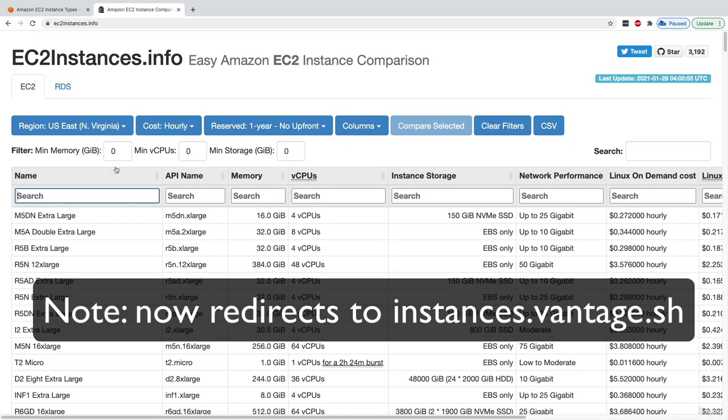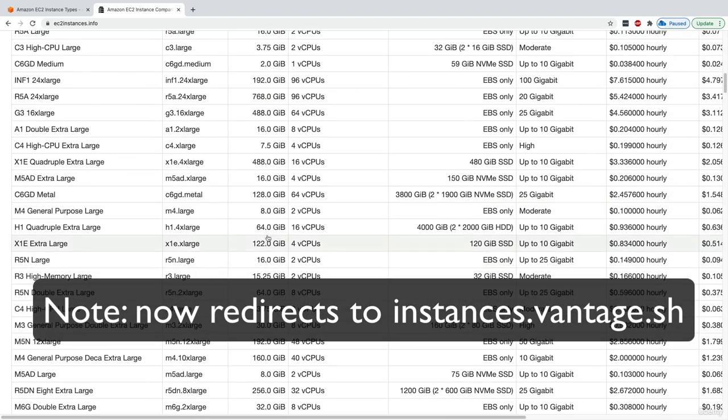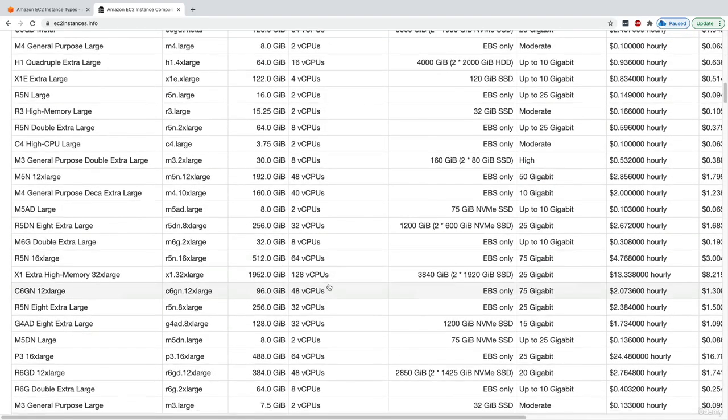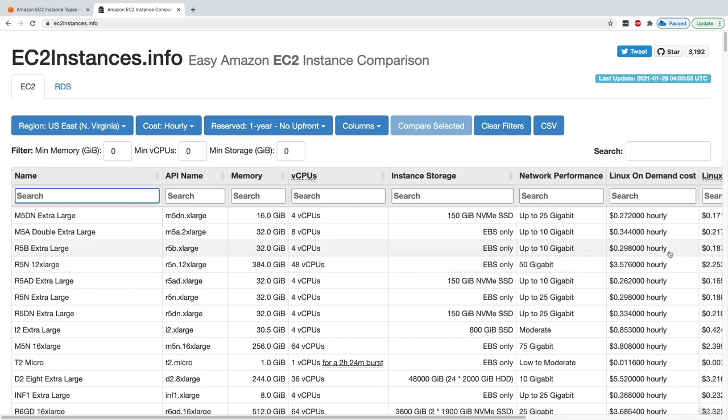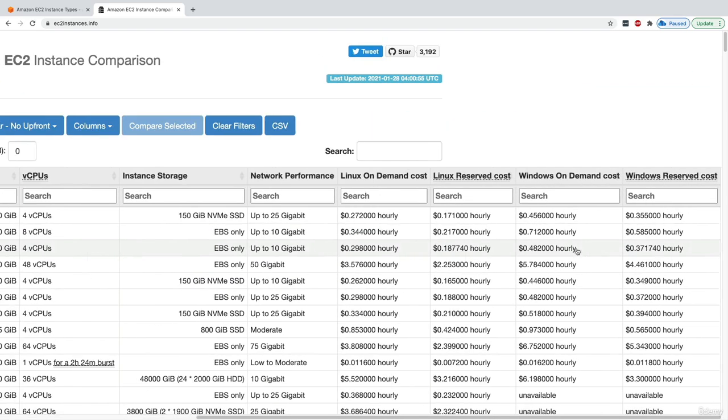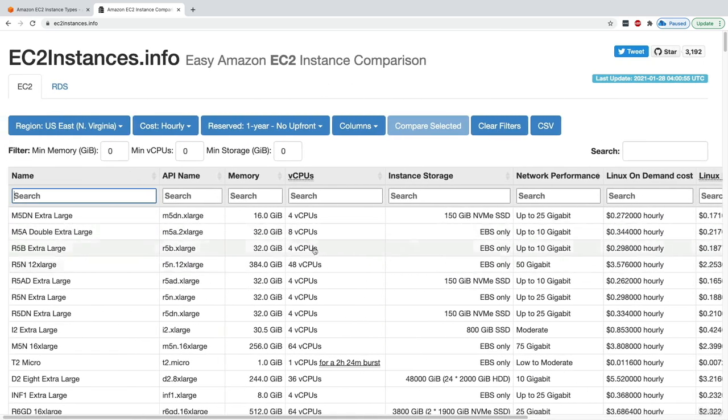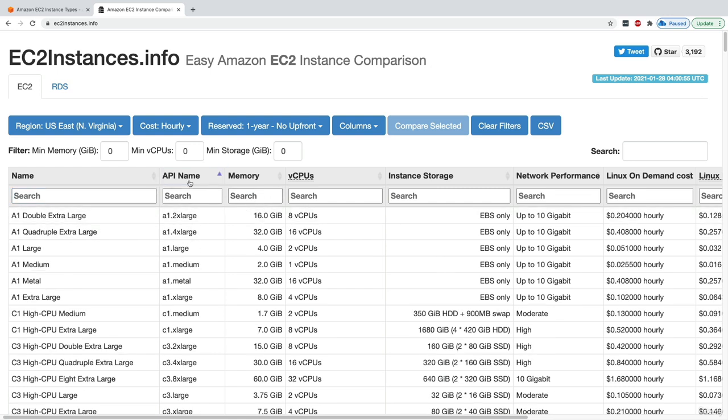So I am on the ec2instances.info website, and as we can see, we have a list of all the instances available in AWS, so really a lot. We also get some information around the Linux on-demand cost, the Linux reserved cost, and so on, so some cost information. We get information around the memory and the number of vCPU. We can order by name, we can search it, so it's quite handy, and I really like this website. If you go and use AWS, you will probably use this website as well.